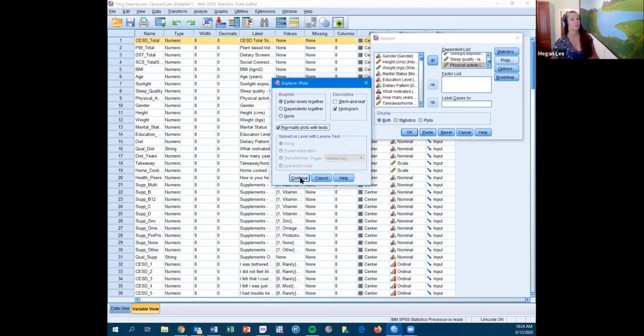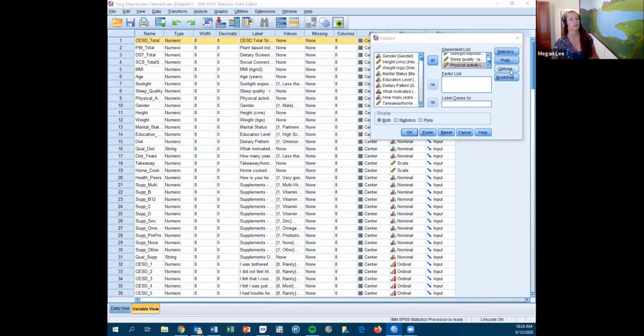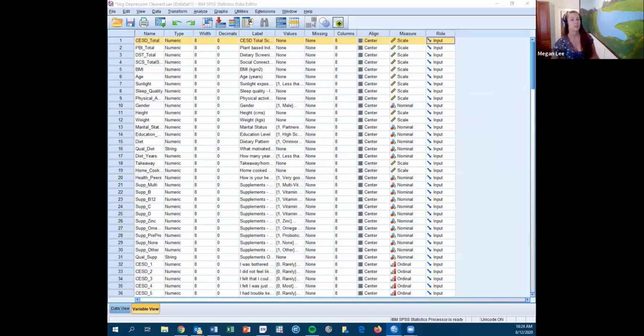There's your Levene's test if you were looking at categorical data, which is what we were talking about, homogeneity of variance. And then finally, we want to exclude cases pairwise. Okay, let's have a look at what that gets us. So this is our assumptions testing this time.